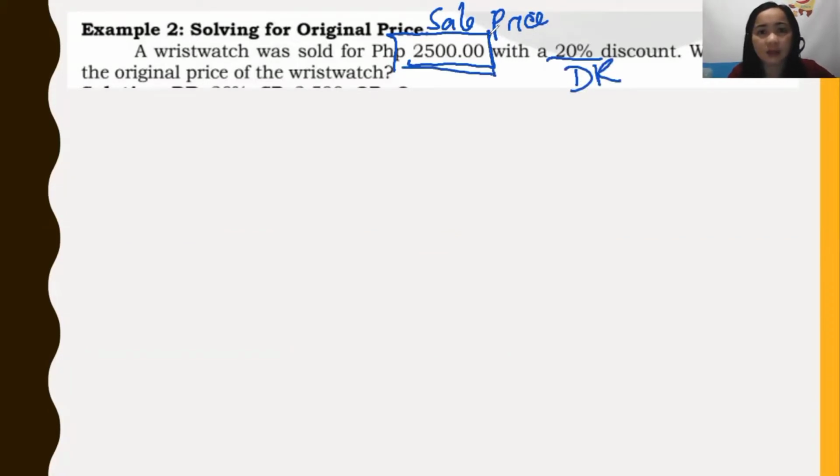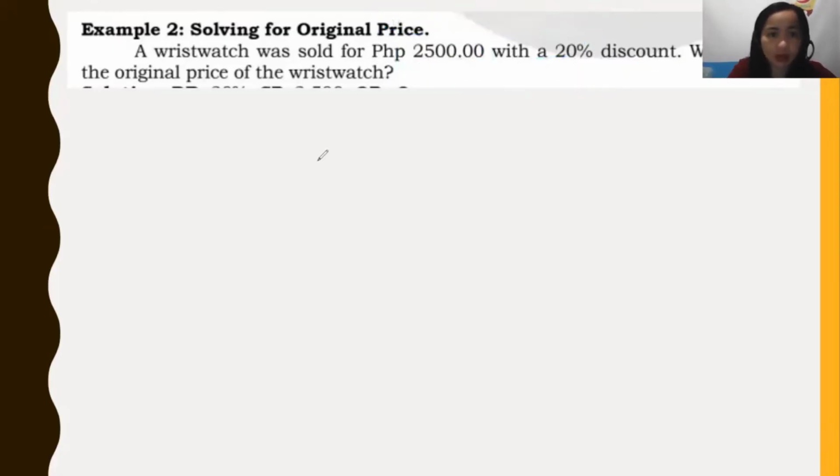Tandaan nyo, kapag sale price, hindi siya 20%. Ito ay yung 80% of the original price. Kasi yung 20%, yun yung ibinawas. Siyempre, ang matitira, 80%. So, let's have the solution for this problem.